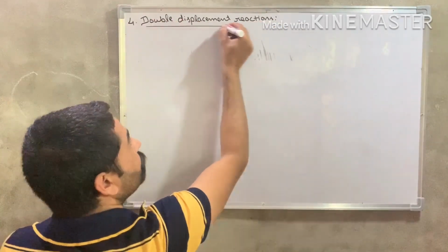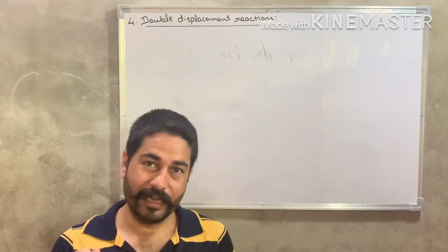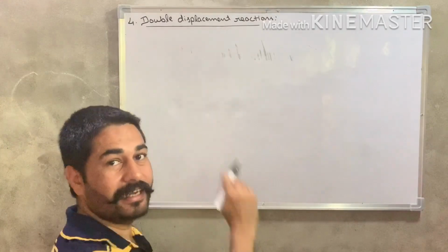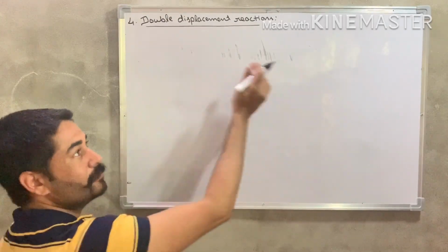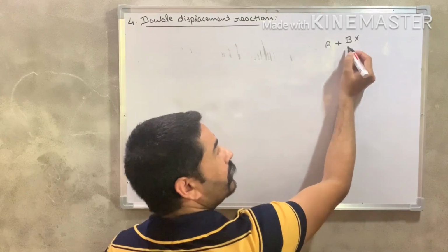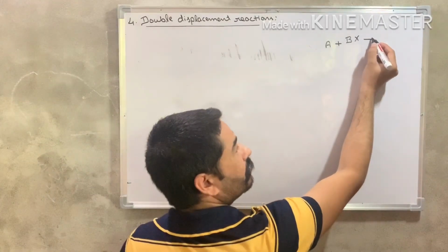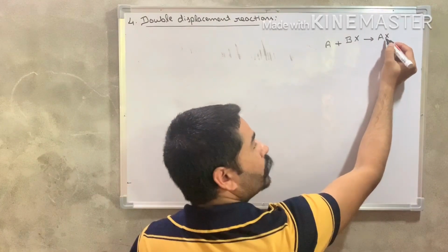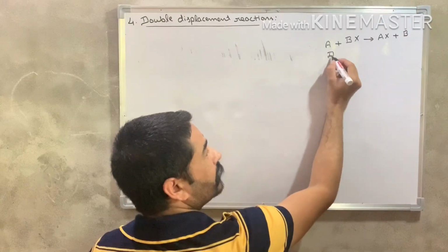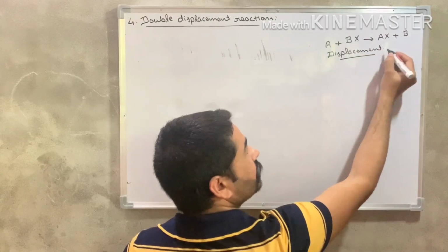Now what is a double displacement reaction? These are the chemical reactions in which ions will exchange their position within the compounds. In displacement reaction we have seen that there was a single element, and it will displace the less reactive element from its compound because A was more reactive. Then A will make the bond with X and B will form as a product. This is a displacement reaction we have seen in the previous video.